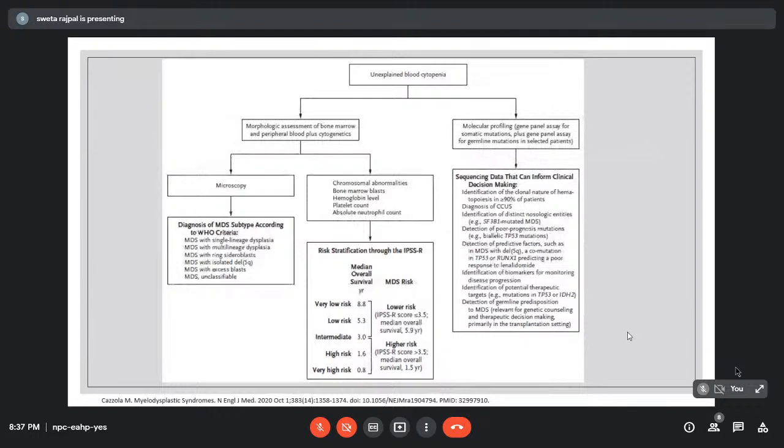So this is the table showing an approach to an unexplained blood cytopenia in a patient with MDS that includes morphology, cytogenetic abnormalities and sequencing data. We will be going through the same approach in the second session, to approach a case of MDS. We will see it in the next session based on this approach.